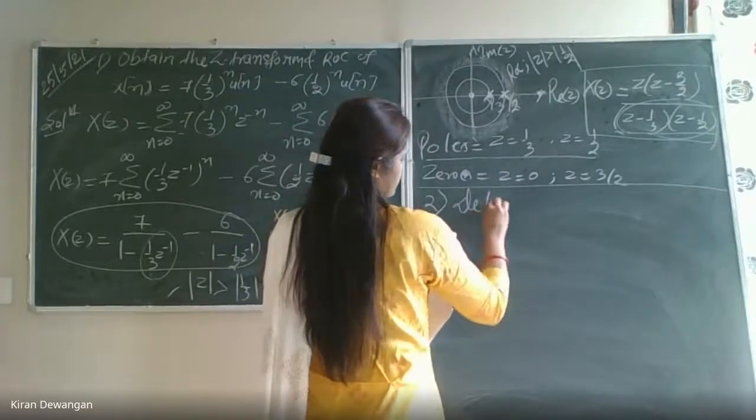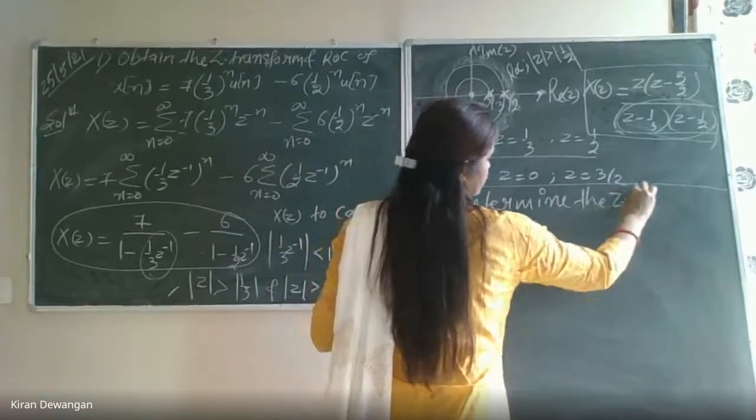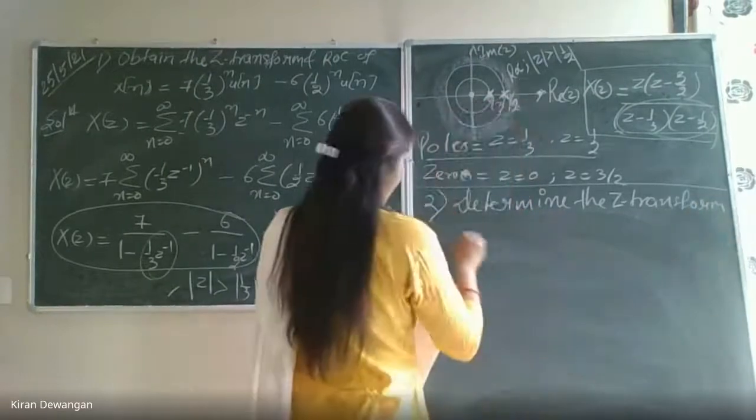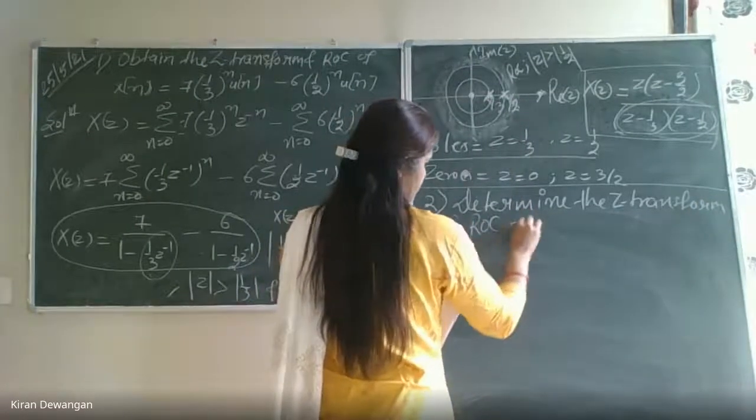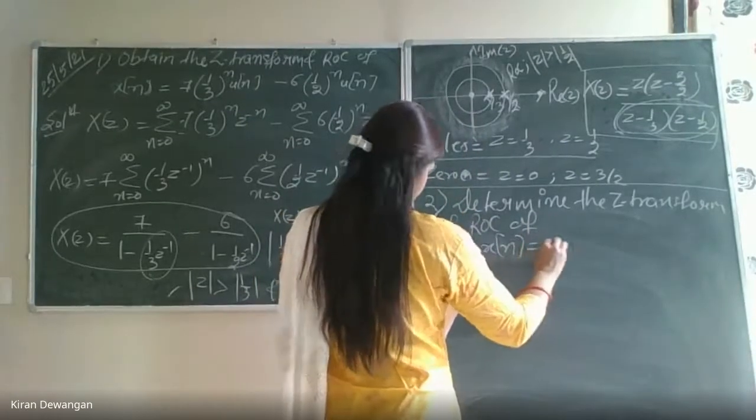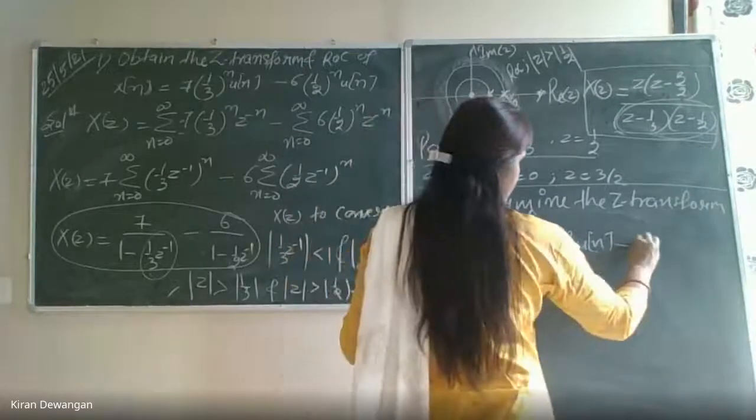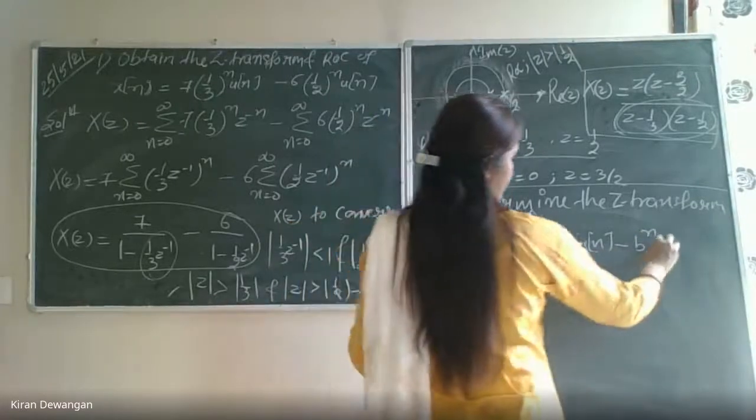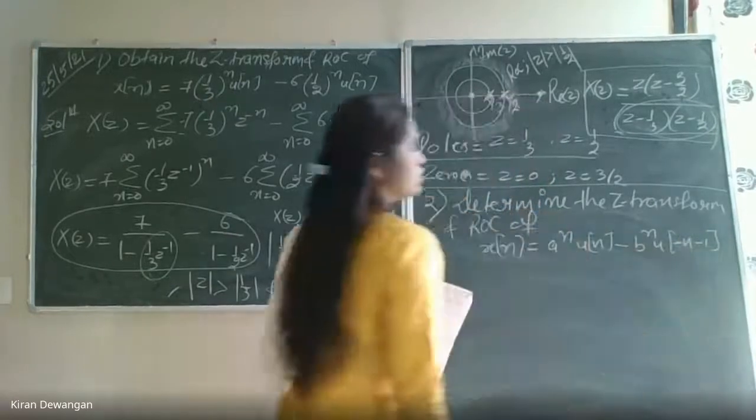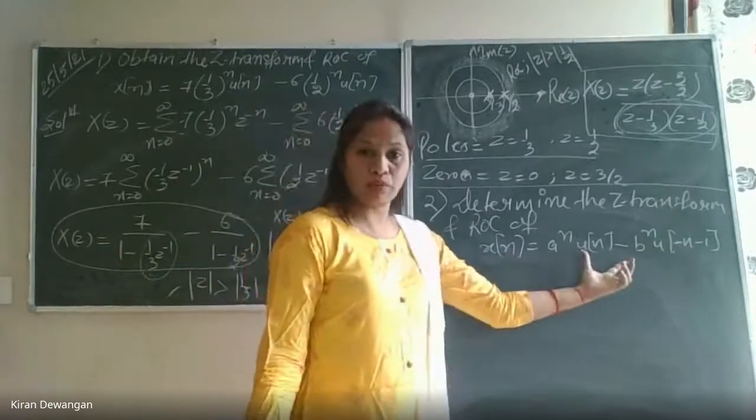Determine the Z transform and ROC of x of n equals a to the power n u of n minus b to the power n u of minus n minus 1. Now from here we can make out that our x of n again has two parts.